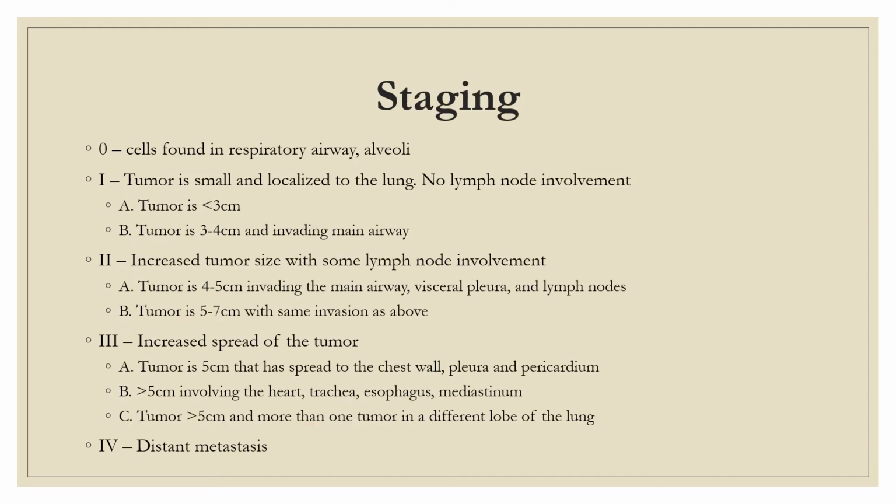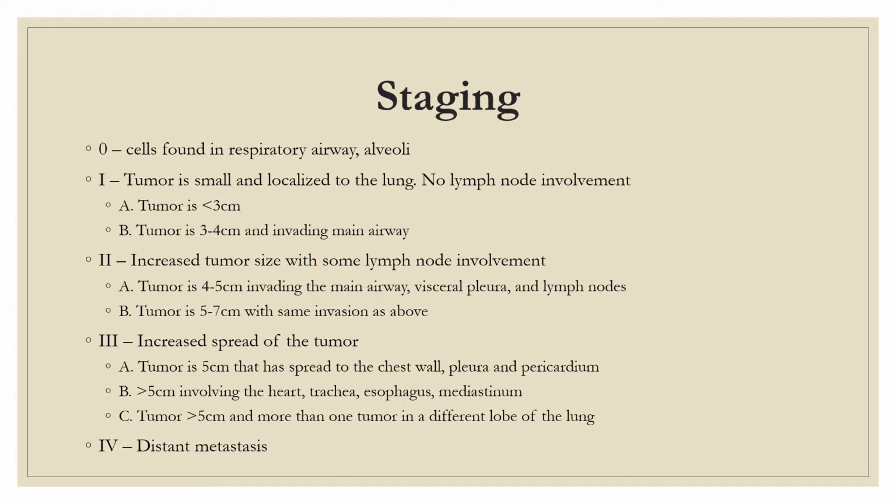So staging of lung cancer. We start off at a 0, and these are when cells are just found in the respiratory airway and alveoli. So nothing has moved out from those areas. Then we go to stage 1. So this is when the tumor is small. It's localized to the lung and there's no lymph node involvement. So the tumor is typically less than 3 centimeters. That would be 1A. And then 1B is when the tumor is 3 to 4 centimeters and it starts invading the main airway.